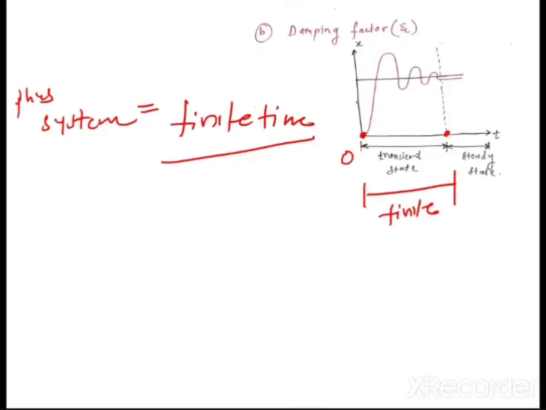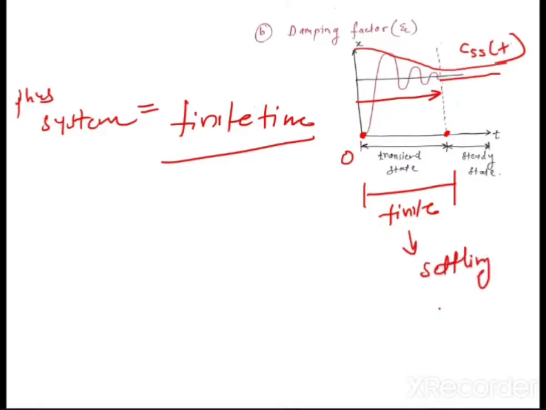Means what? Initially it will pass through the transient. Pass through the transient means what? The output will fluctuate and then slowly this amplitude will go on decreasing and finally it will reach the steady state. Means what? It will reach this css of t phase. So this finite time is called as what? Settling time. This finite time is called the settling time, and the settling time is very, very important, guys.